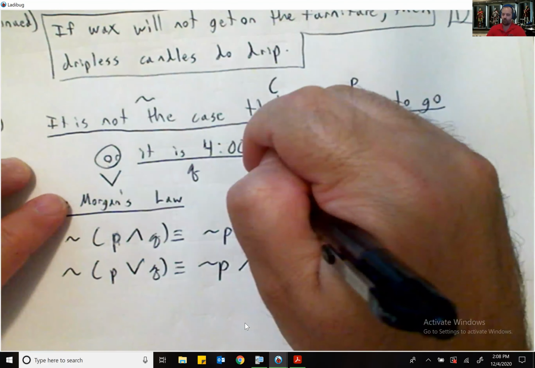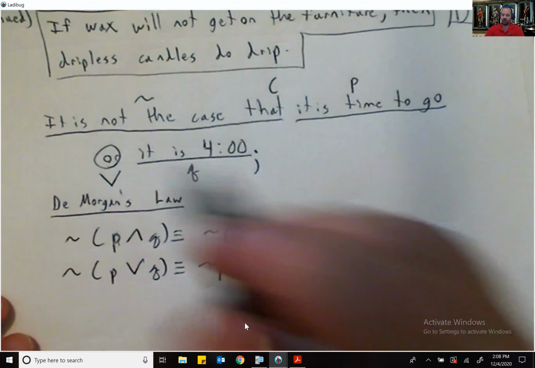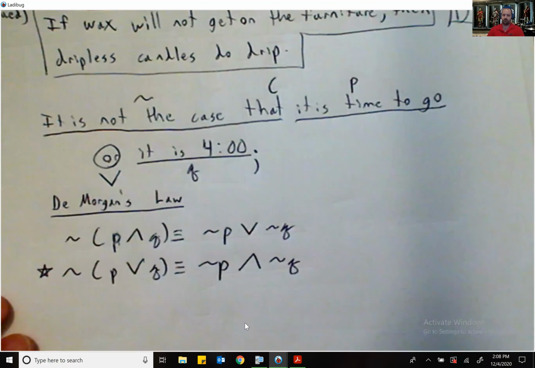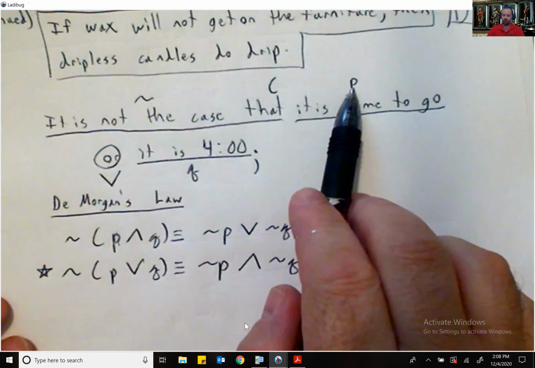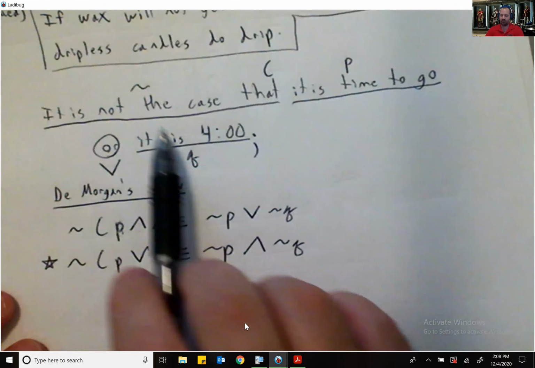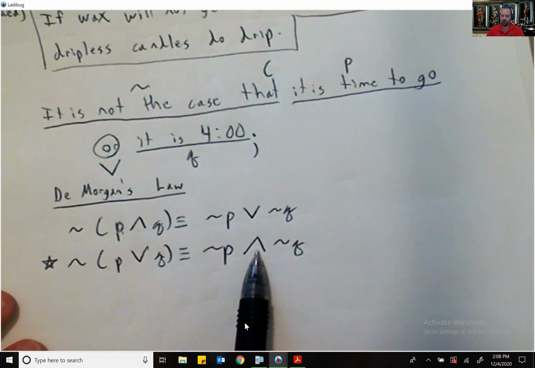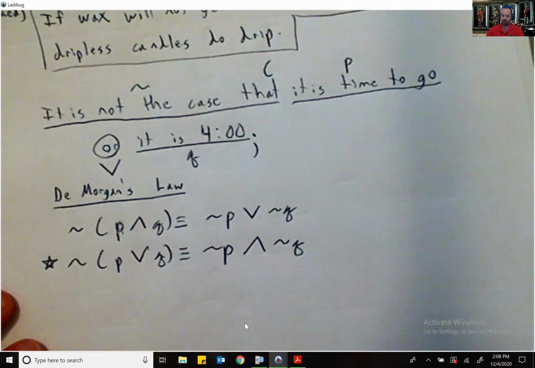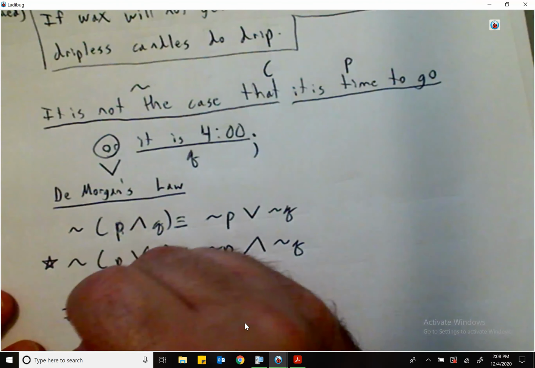So we now know that we are dealing with this one, because we got squiggle, parenthesis, P or Q, parenthesis. So I need you to take the P and the Q that we got up here and negate them, turn it into an and. What would that sentence look like? It is not time to go, and it is not 4 o'clock.